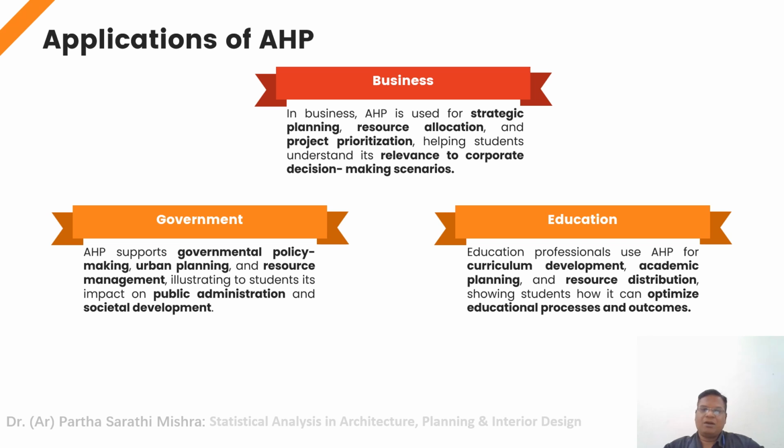Along with that, there are some government agencies for which AHP is very helpful. AHP supports governmental policy making. During policy making, the government has to focus on particular parameters or alternatives. During urban planning, they have to make some policies. Again, government has to provide resource allocation or resource management, illustrating to students its importance in public administration and societal development. So they can do this kind of analysis quickly.